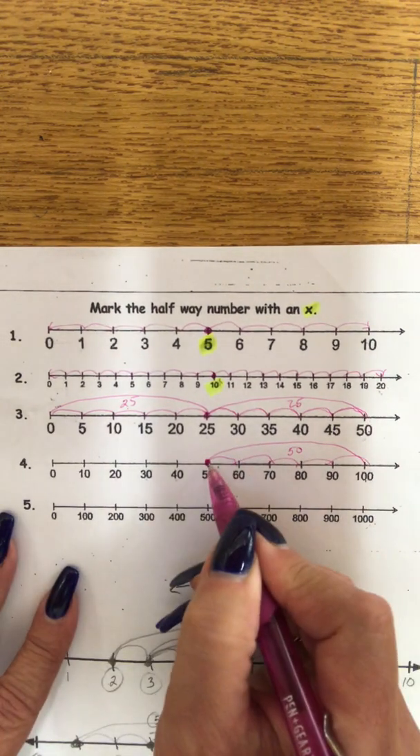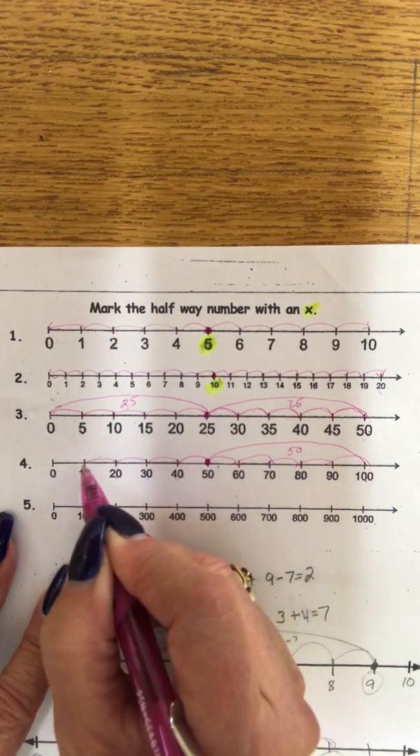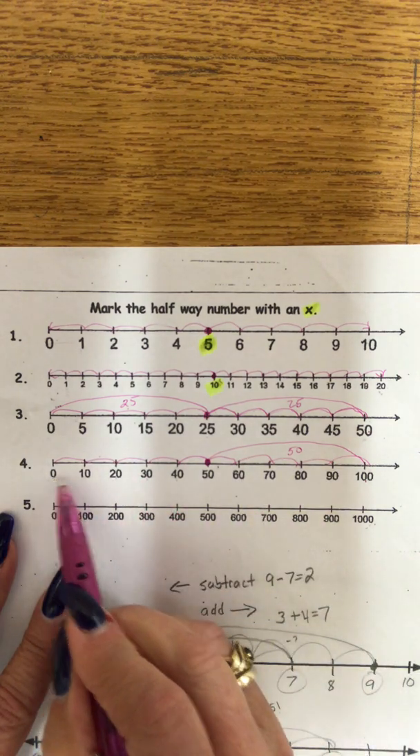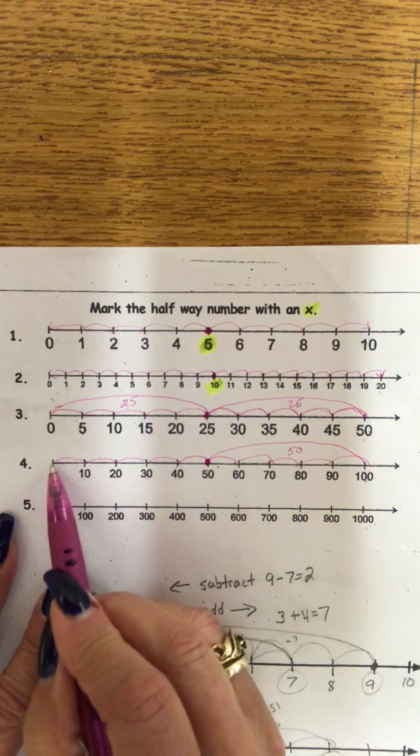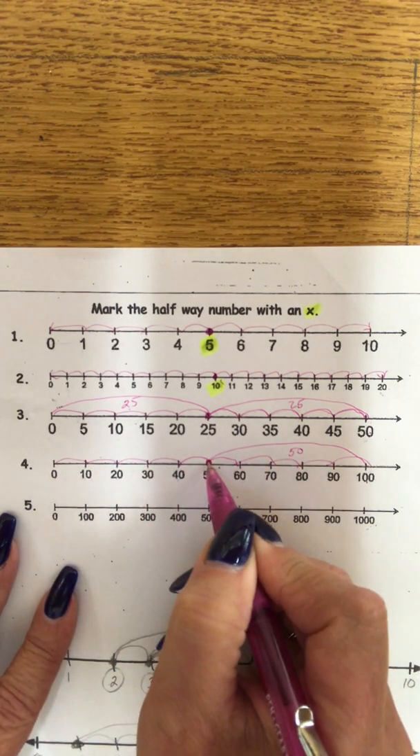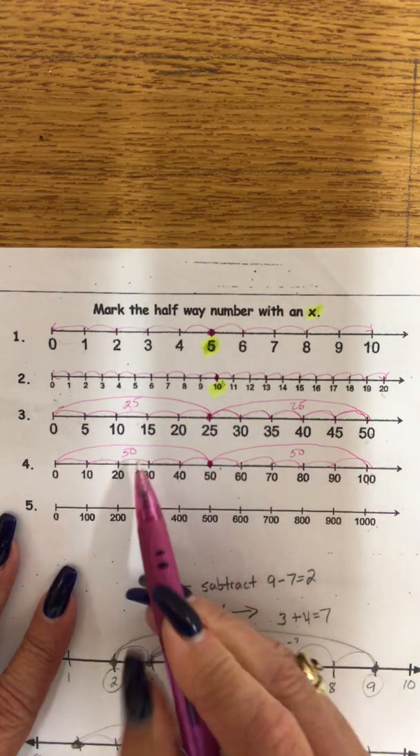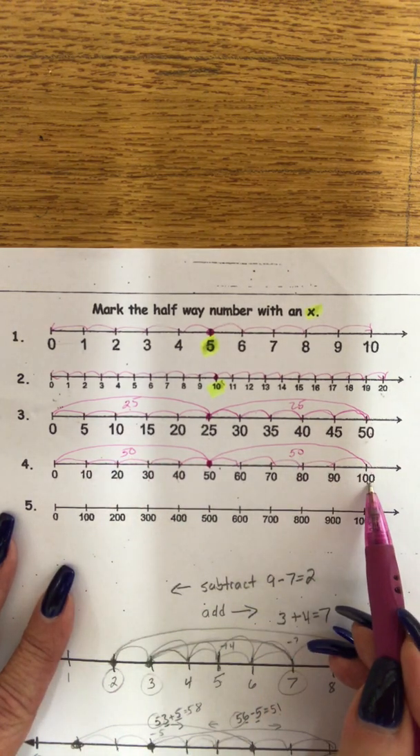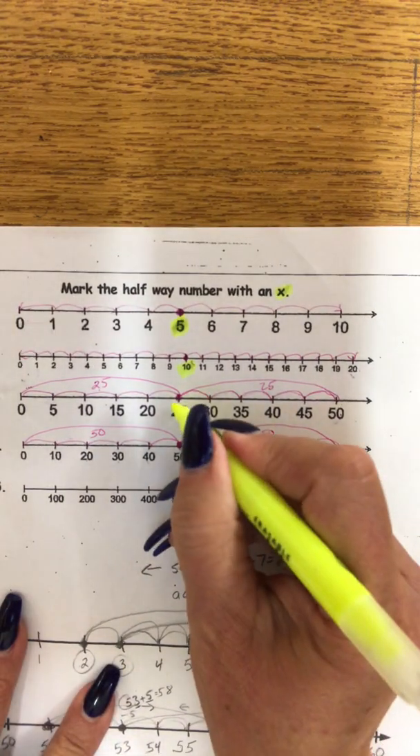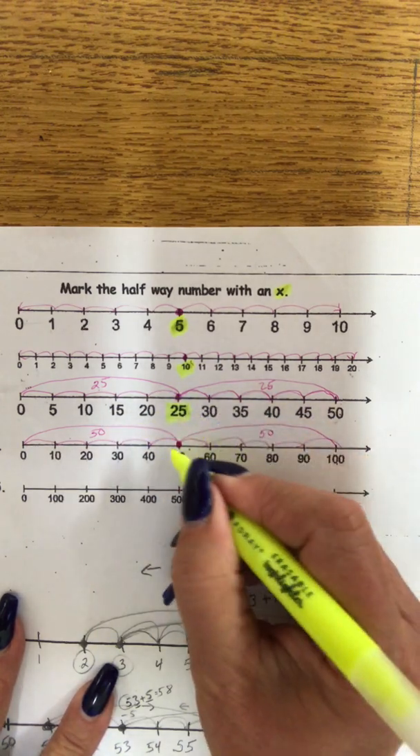Let's do it the other way. 1, 2, 3, 4, 5. 0 to 10 is 10. 10, 20, 30, 40, 50. Again, we traveled a total distance of 50. That's the halfway. 50 plus 50 equals 100. Oops, I forgot to highlight. There's our halfway on this one, and our halfway on this one.